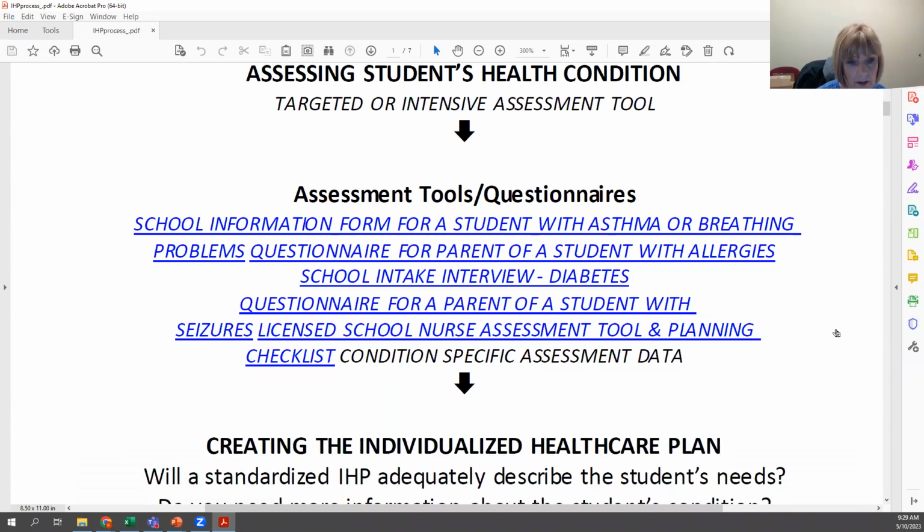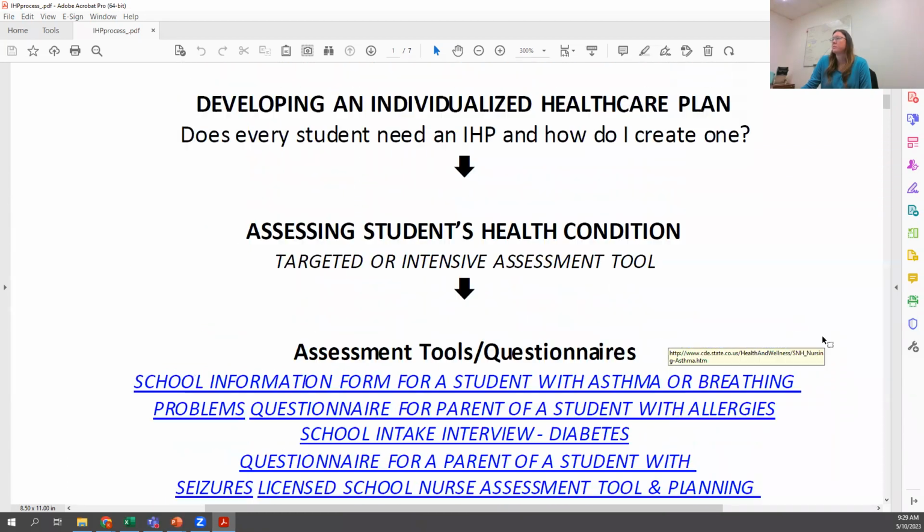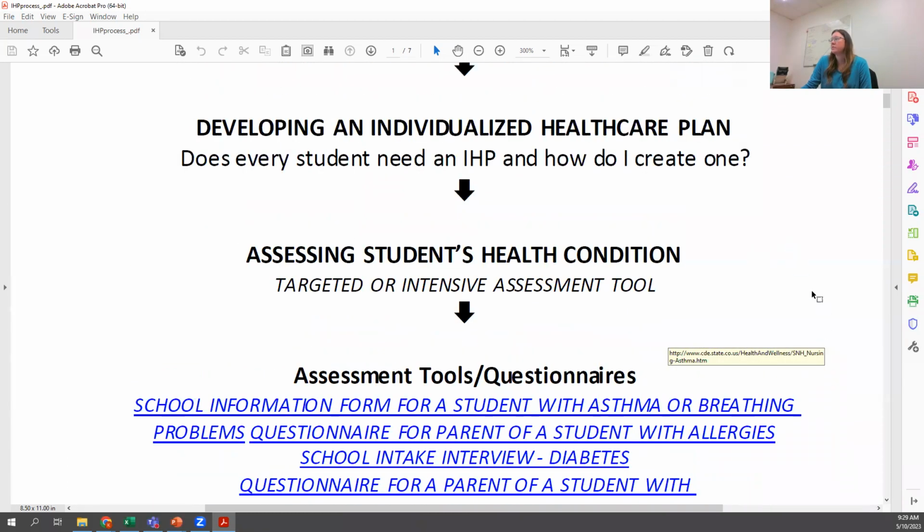Can I pause for a second? Absolutely, yes. Whenever we're talking about identifying the individualized healthcare plan, I just want to reinstate every one of your seizure kids has to have an individualized healthcare plan. So that's a good place to start as well, because the law doesn't specify what kind of seizures. It just says a student with seizures. So anyway, that's a good place to start, and then kind of go from there based on those needs.